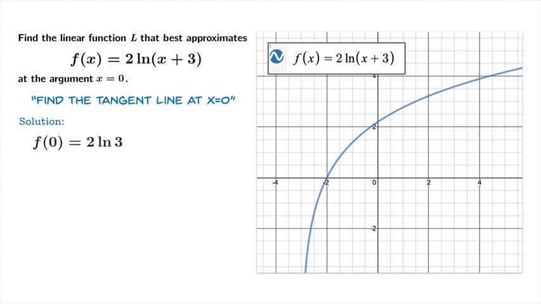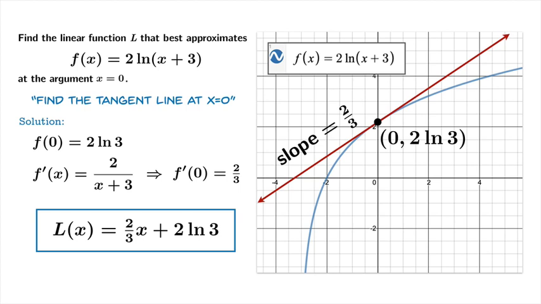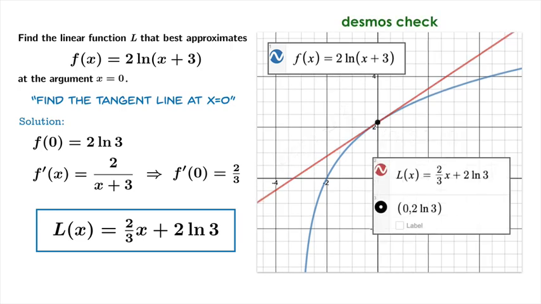So what does the solution look like? We know that f(0) is 2 ln 3, so we know the point (0, 2 ln 3) is on this graph. We take the derivative and we get 2/(x+3). If we evaluate this derivative at 0, we get 2/3, and that tells us that the tangent slope at this argument is 2/3. Now we're just going to put the pieces together. So our linear function has to be (2/3)x + 2 ln 3. We could go back to Desmos and plot this relative to the original function. And there you have it. This is our tangent line, and we can think of this as being a linear approximation to the function.